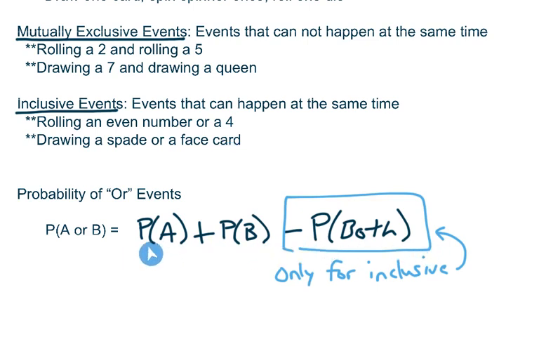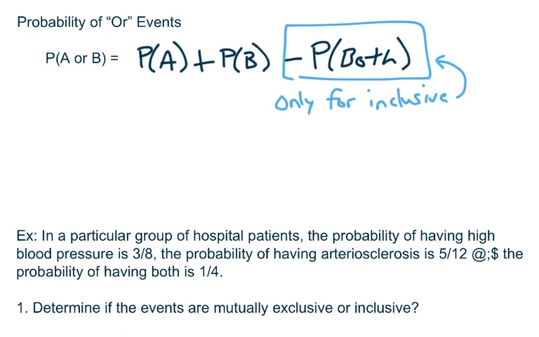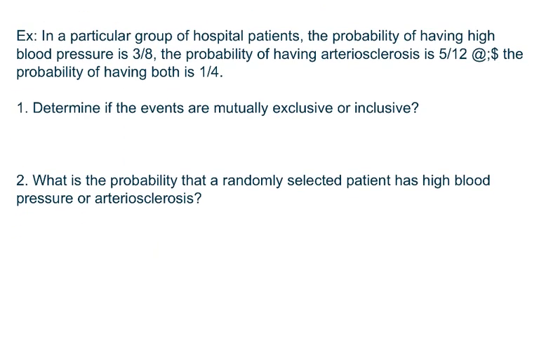And if they're mutually exclusive, we just need to add the two together. If they're inclusive, then we have to take out the probability that it's both. And I've got a couple of examples here to kind of show you the difference. All right, in a particular group of hospital patients, the probability of having high blood pressure is 3/8. The probability of having arteriosclerosis is 5/12. And I'm not sure what happened here. This is supposed to be the word and, the probability of having both is 1/4.